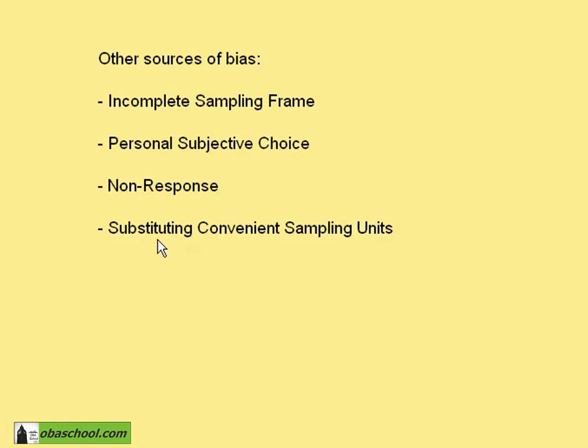Another cause of bias can be substituting convenient sampling units. For example, when conducting a telephone survey, if somebody's not in, they just pass on to the next person in the list. This can mean that many people who are actually in the survey were not in the original sample.